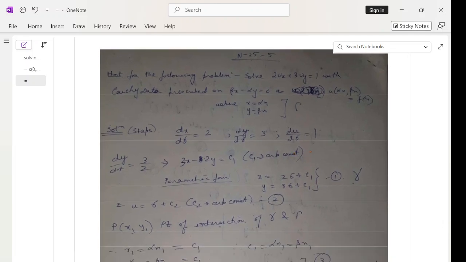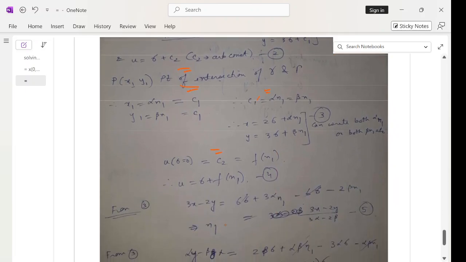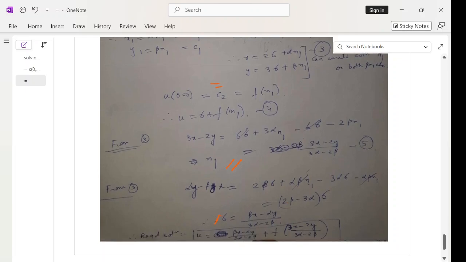This one, same thing. Parametric form I am using. This is the gamma curve, and this is the u portion, and this is the point of intersection. At the point of intersection, again, C1 gets determined, C2 gets determined, and ultimately, putting everything together, you find eta 1 in terms of x, y, as I said in the strategy, and also sigma from here, again in terms of x, y. Then you put everything here in equation 4. Sigma derived in x, y, you put it here. Eta 1 derived in terms of x, y, you put it here. So everything comes out. So this solves the problem.